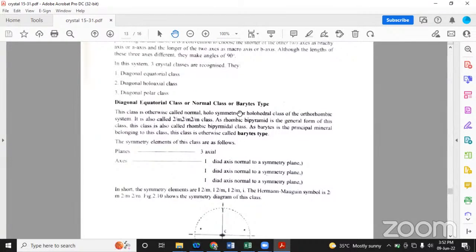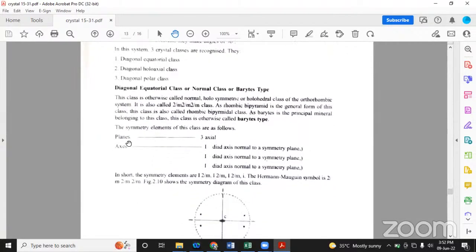This is a barite type. Cube is a galena type. Tetrahedron is a zircon type. This is a barite type. You can call it any of these.